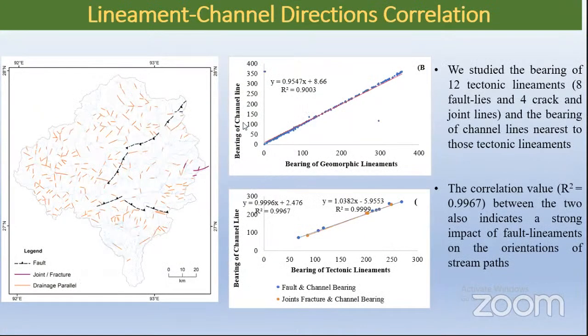And from the GSI lineament map, we find out the lineament and channel direction. In the Kameng river basin, there are mainly two types of lineament found: structural lineament and geometric lineament. In structural lineament, there are also two types found: joint and fracture, and fault. From this map, it is clearly found that the sub-basins of the Kameng river basin mainly follow the lineament direction with drainage pattern. We drew a linear relationship between the geomorphic lineament and bearing of the channel line, and it is found that the R is higher, which indicates this.